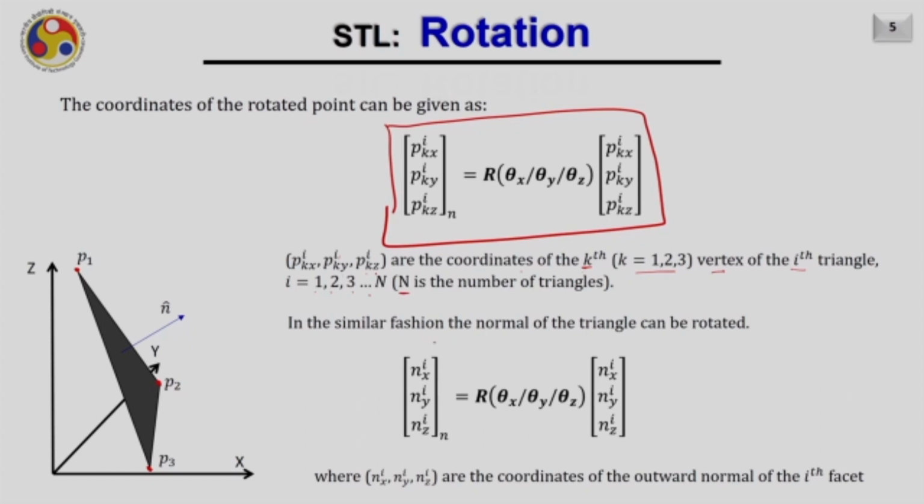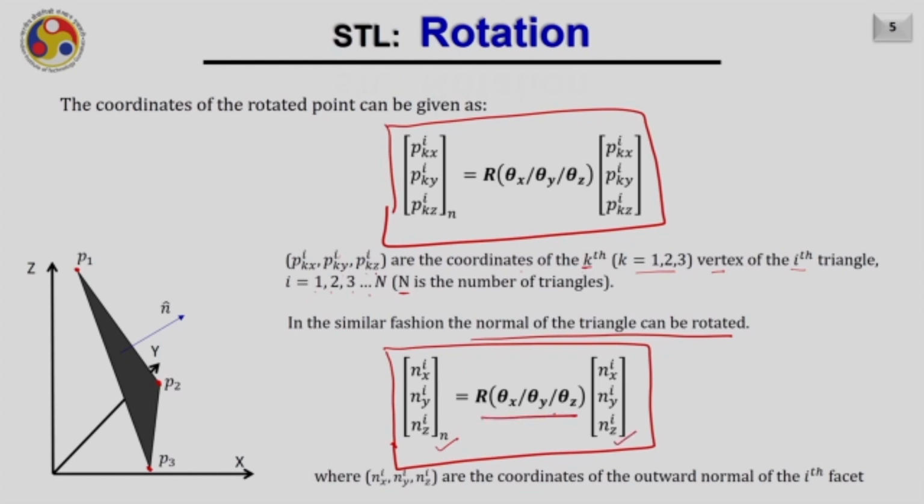In a similar fashion, the normal of the triangle can also be rotated, and the equation for that is written here. This is the new normal and this is the old normal multiplied by the rotation matrix, whether about the x axis, y axis or z axis, any one of them, where nix, niy, niz are the coordinates of the outward normal of the ith facet or ith triangle.